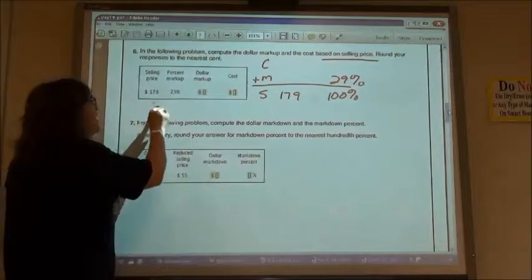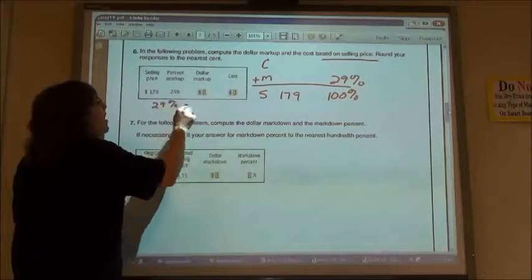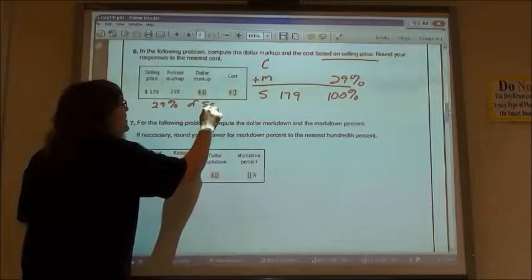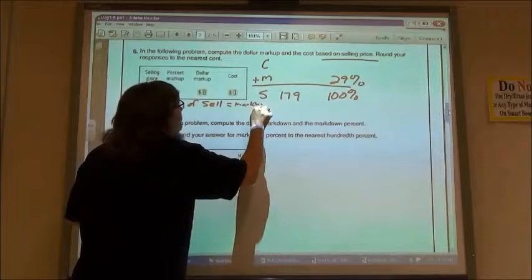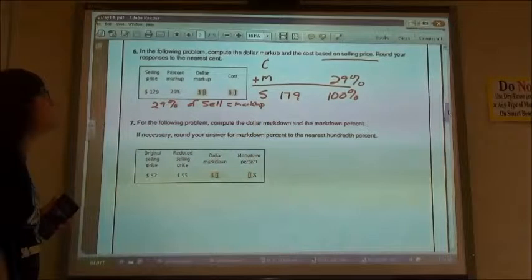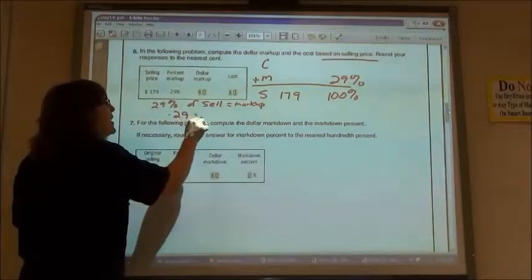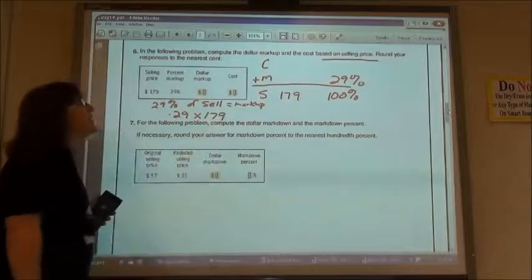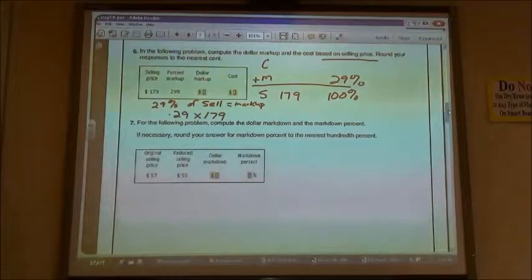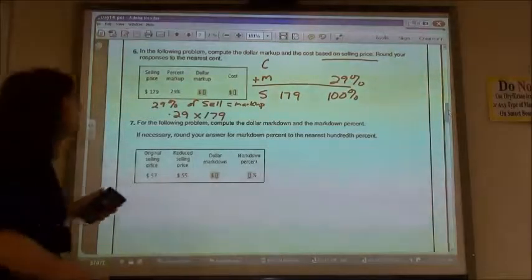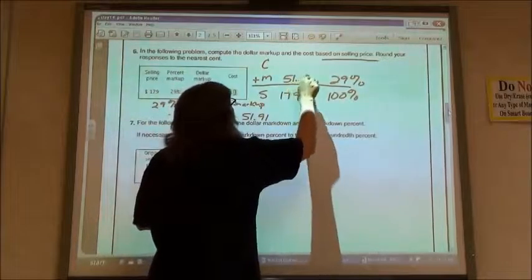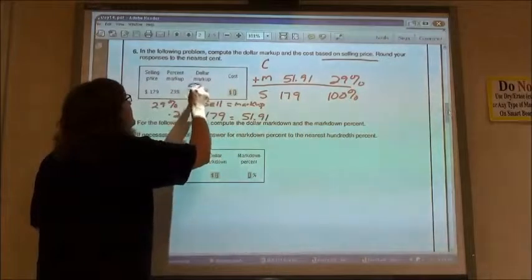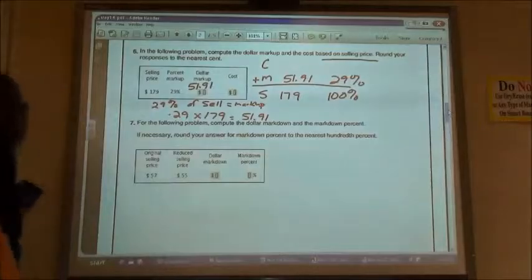So I would say 29% of my base, my selling price, is equal to the markup, since it's the percent markup. So 0.29 times my selling price, $179, is going to give me my markup. 0.29 times 179, $51.91. My dollar markup, $51.91.